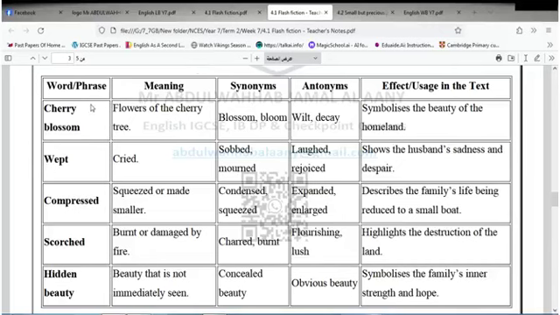Some words found inside the story: cherry blossoms, flowers of the cherry tree. Wept means cried. Compressed means squeezed or made smaller. Scorched means burnt or damaged by fire. Hidden beauty is the beauty that is not immediately seen.